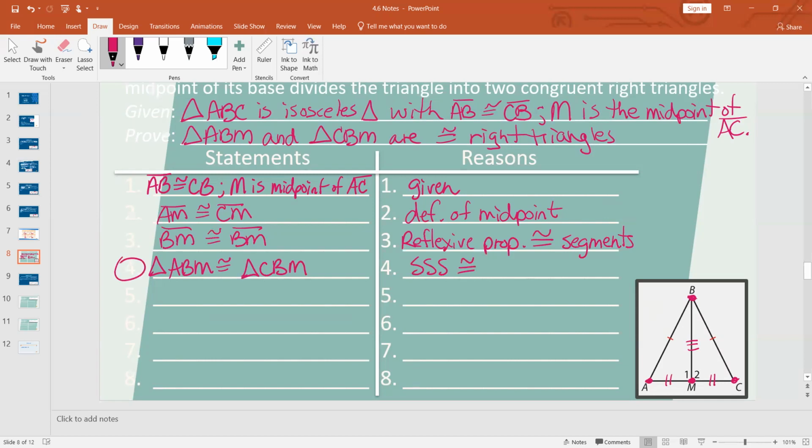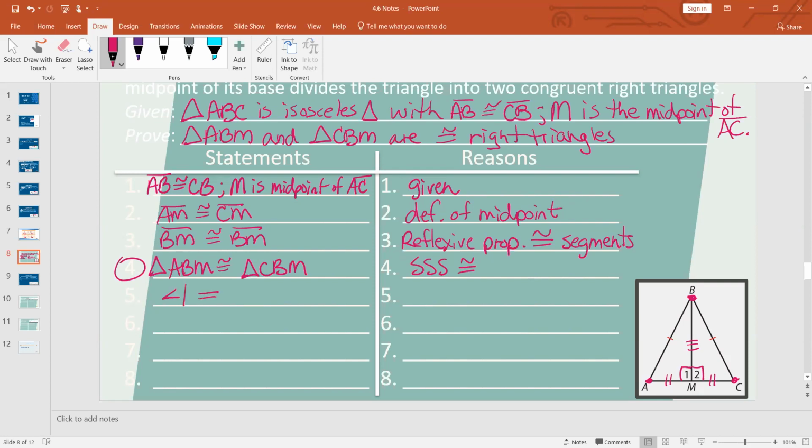So now we need to prove that they're both right triangles. Obviously the important part of this is the right angle. If these are right triangles, then angles 1 and 2 are the ones I would want to look at to prove that they're right angles. So we're going in the opposite direction. Instead of using right angles to prove that they're congruent, we're going to prove that they're congruent and then use that to prove that they are right angles. So first off, I know they're congruent.